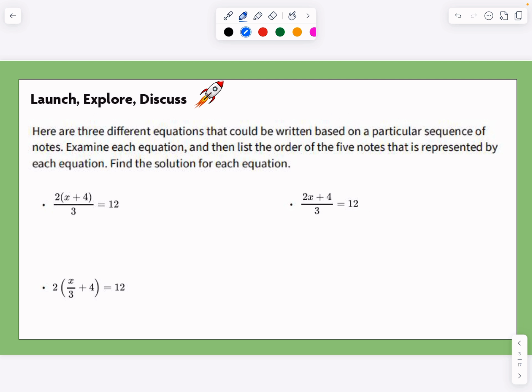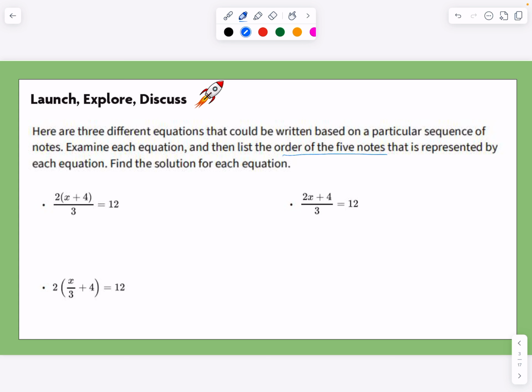So you did some activities. There was a story in class. They read through it about counting kids and different ways of doing it, different methods of putting everything together. This was the third thing in that series from your lesson today. It said here are 3 different equations that could be written based on a particular sequence of notes. Examine each equation, then list the order of the 5 notes that is represented by each equation. Find the solution for each equation.